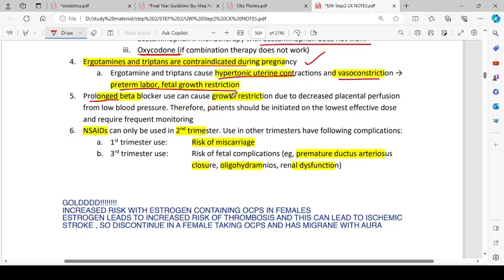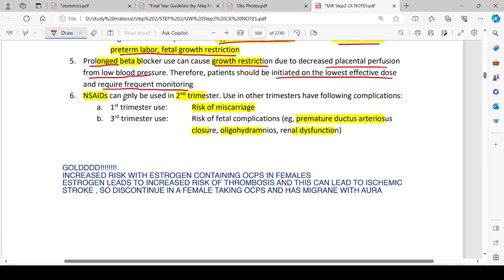Prolonged beta blocker use can cause growth restriction due to decreased placental perfusion from low blood pressure. Therefore, patients should be initiated on the lowest effective dose and require frequent monitoring. NSAIDs can only be used in second trimester. Use in other trimesters have following complications. In first trimester, NSAIDs can cause risk of miscarriage.